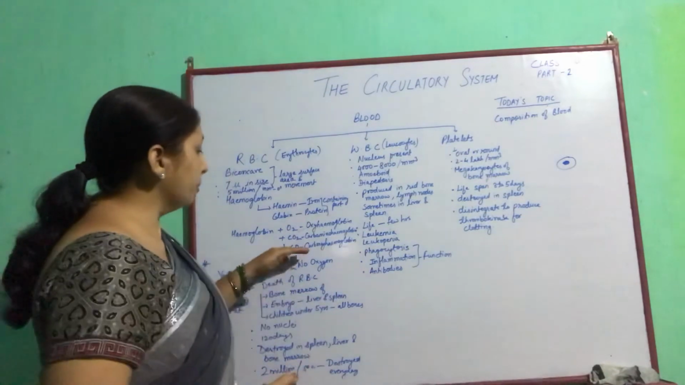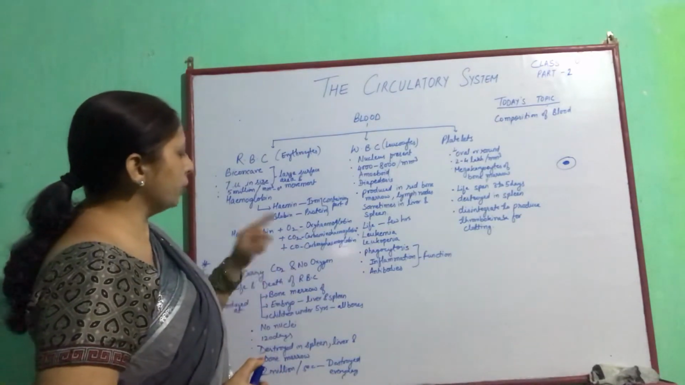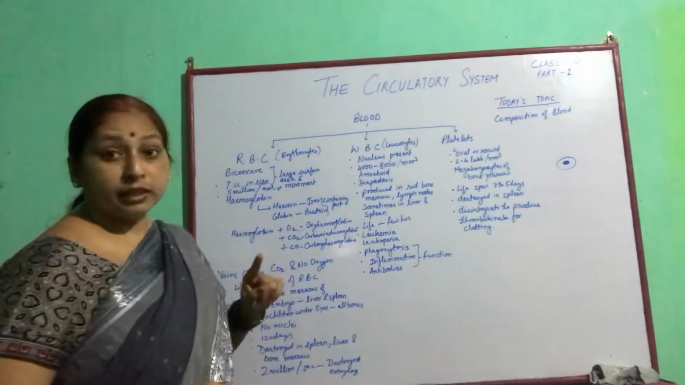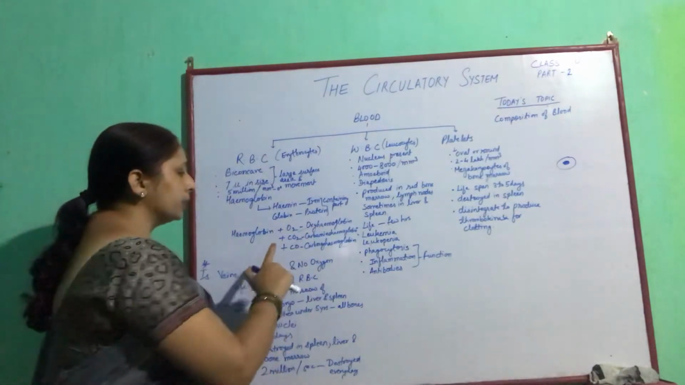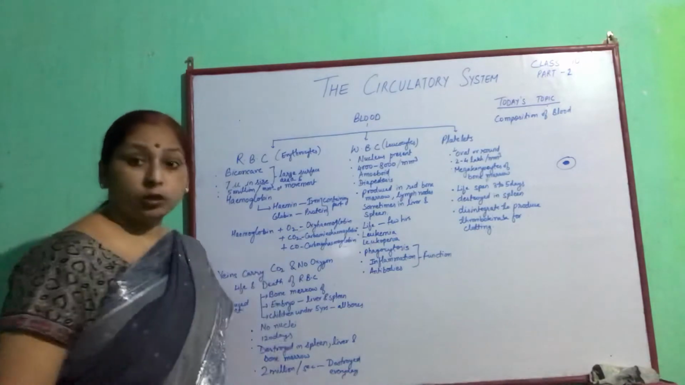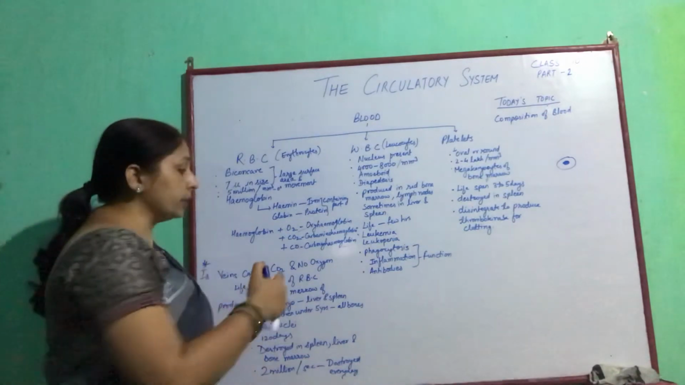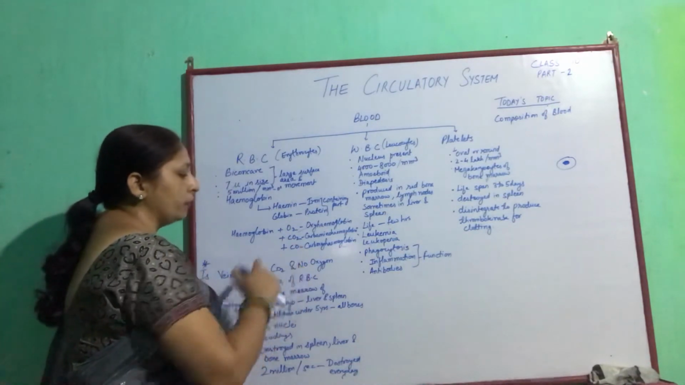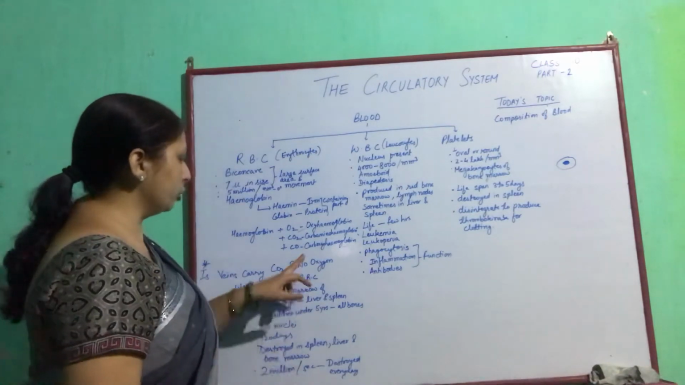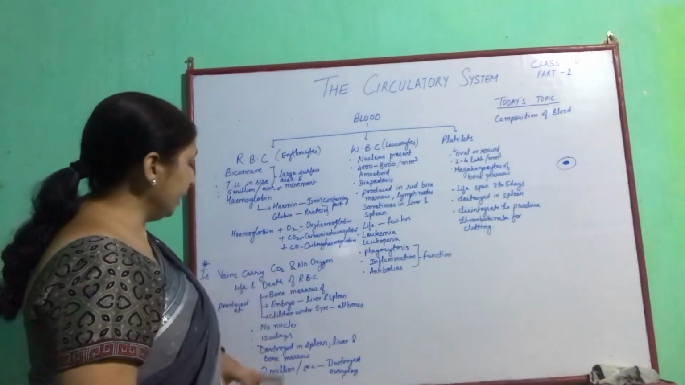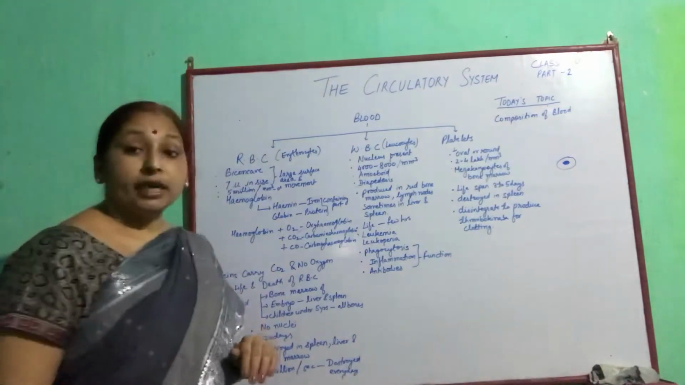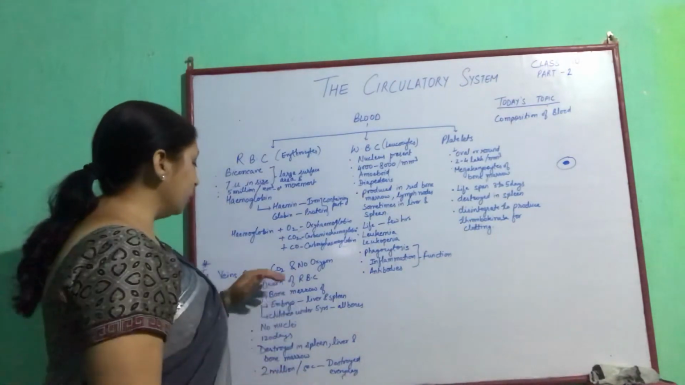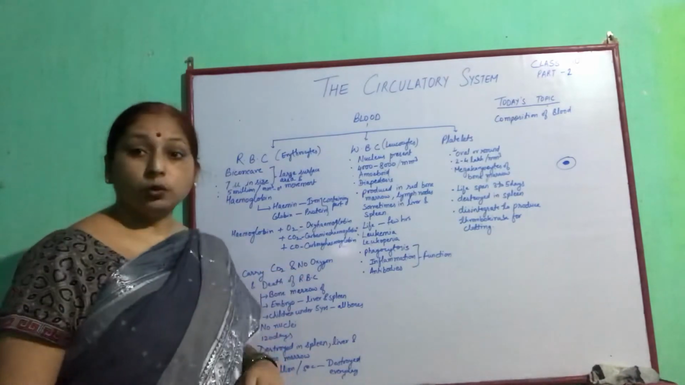So the components formed: when hemoglobin combines with oxygen, it forms oxyhemoglobin. When it combines with carbon dioxide, it forms carbaminohemoglobin. When it combines with carbon monoxide, it forms carboxyhemoglobin. Then the next question that comes is: do veins carry only CO2 or no oxygen?